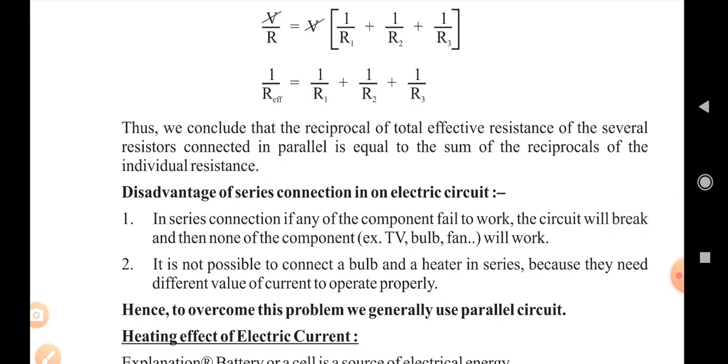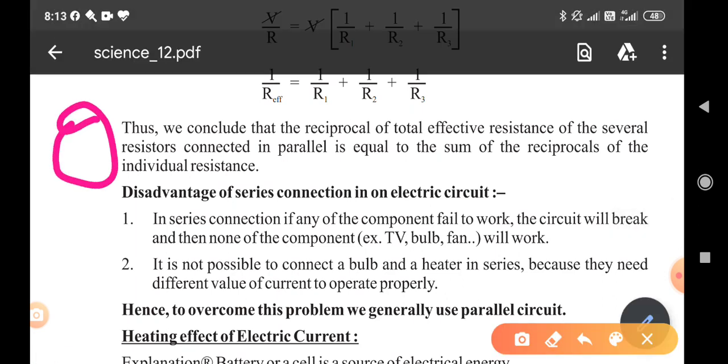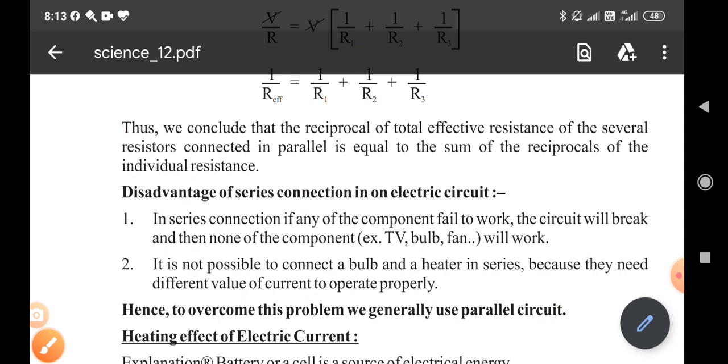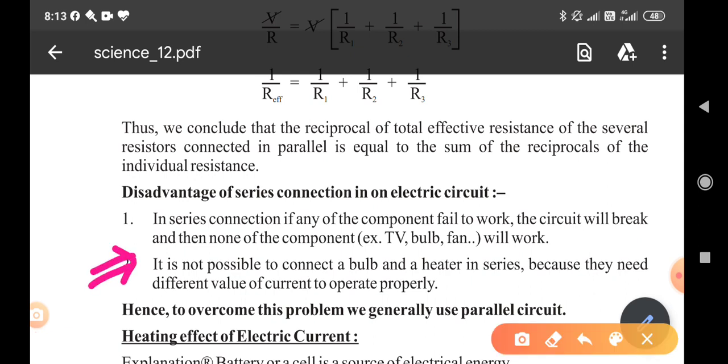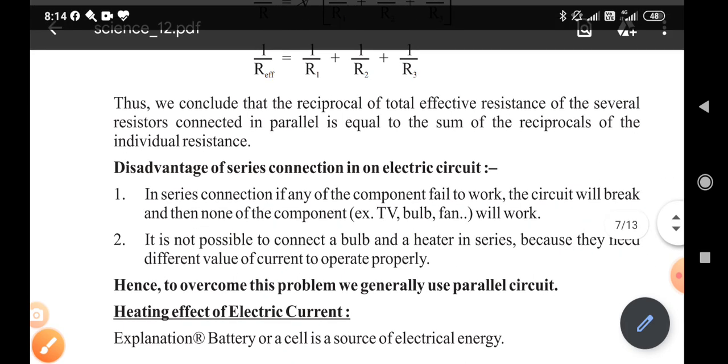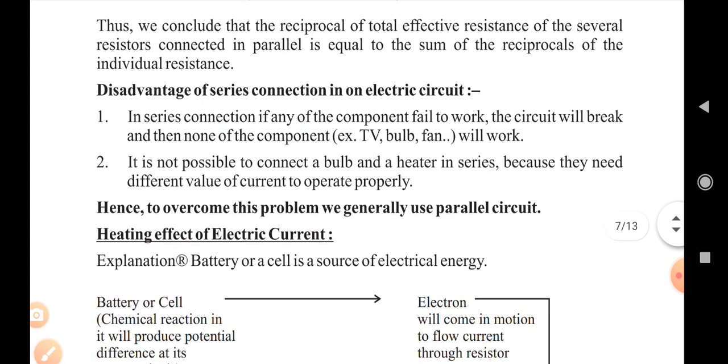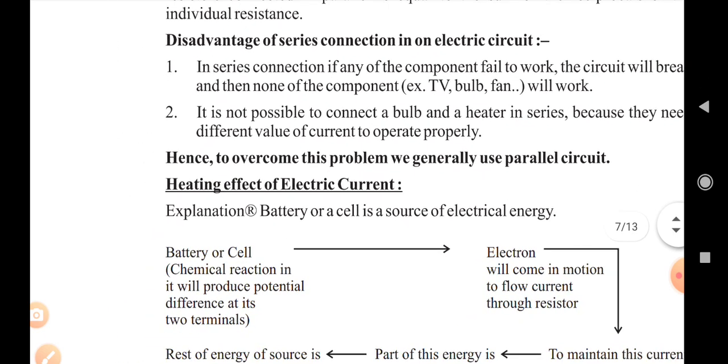Number 2, it is not possible to connect a bulb and a heater in series because they need different values of current to operate properly. A bulb needs maximum 100 watt, but a heater needs about minimum 1000 watt. So there is a lot of difference. Hence, to overcome this problem, we generally use parallel circuit.